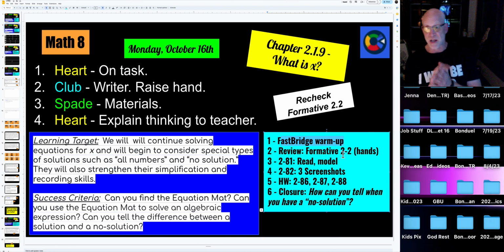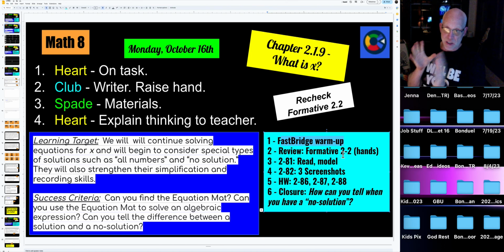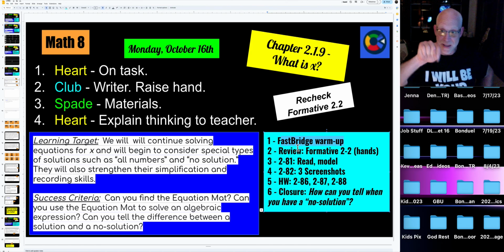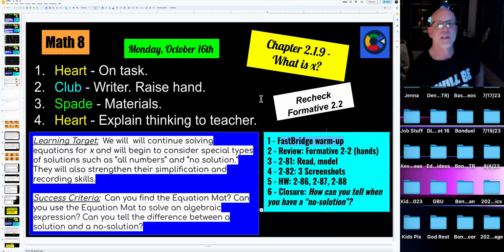I'm going to hand you back your formatives, and then I'm going to say, all right, this is what we did last week in formative 2-2. Now let's go through the common errors and we'll address those so we get ready for our summative. The summative is going to be either Wednesday or Thursday of this week, depending on how our reviews go. I added the formative 2-2 review on this site. It's on this stream too, so you can watch that video. We'll watch that video with the kids.